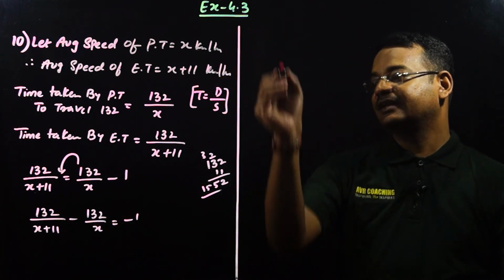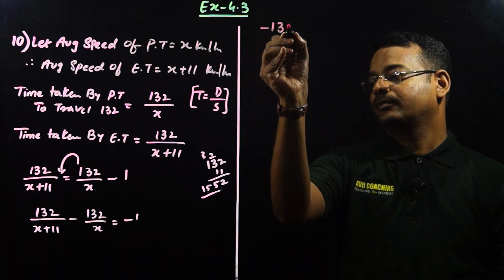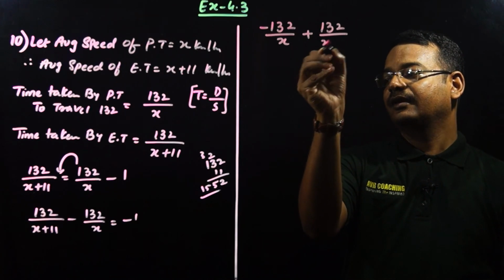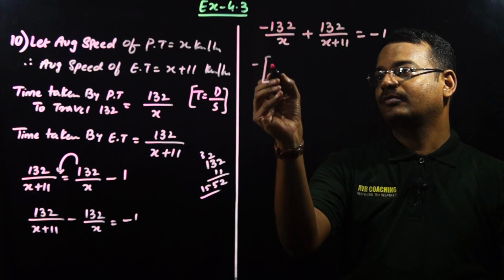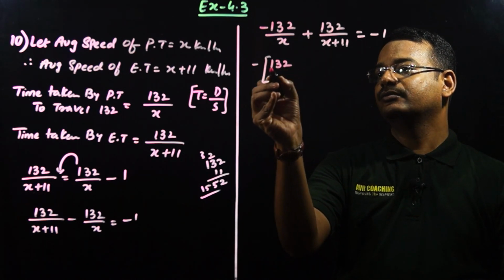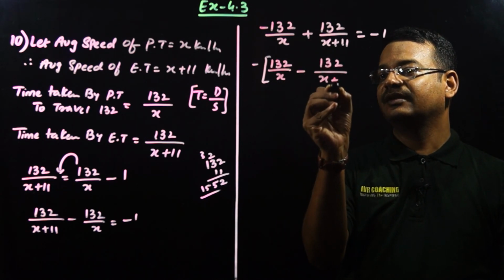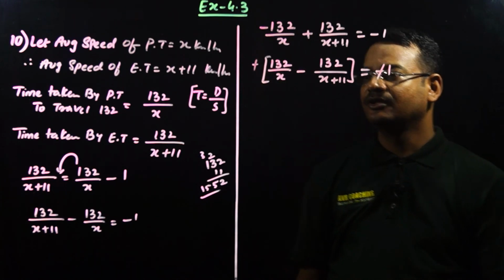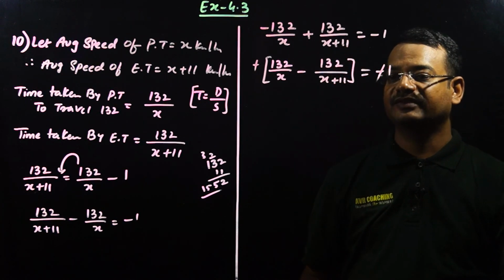So this can also be written as minus 132 by x plus 132 by x plus 11 is equal to minus 1. If we take minus common, this can be written as 132 by x minus 132 by x plus 11 is equal to minus 1. This minus and minus get cancelled. We are left with 132 by x minus 132 by x plus 11 is equal to 1.